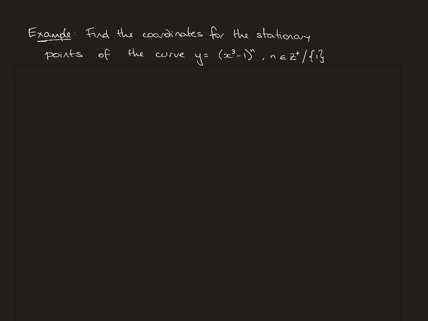So this next one is a little bit of a weird example because the equation is weird. Find the coordinates for the stationary points of the curve y is equal to x cubed minus 1, all raised to the power of n, where n is an element of the positive integers but not 1. Okay, so to find the coordinates of the stationary point, the first thing we need to do is to find the derivative and let it equal to 0. And so I've done that in one step here.